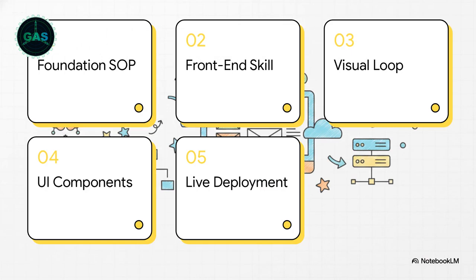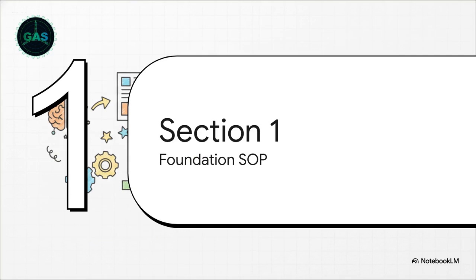Okay, let's dive into this. We're looking at a highly structured 5-phase pipeline today. We'll be walking through the foundation SOP, the front-end skill, the visual loop, UI components, and finally, live deployment. Starting right off with Section 1, setting the foundation SOP.